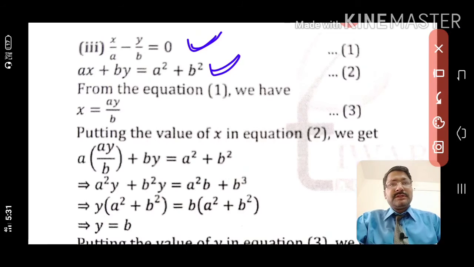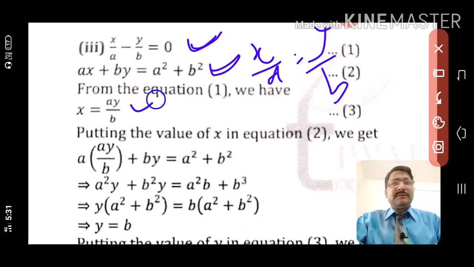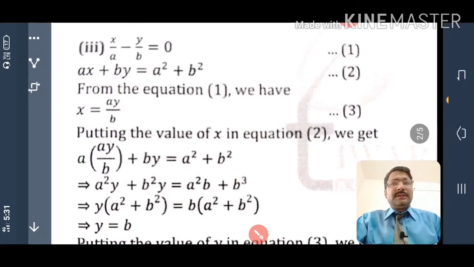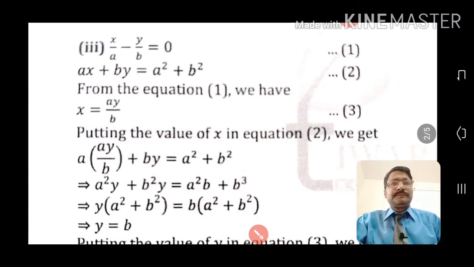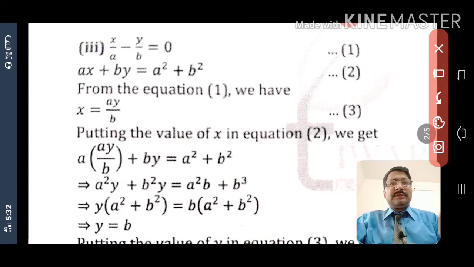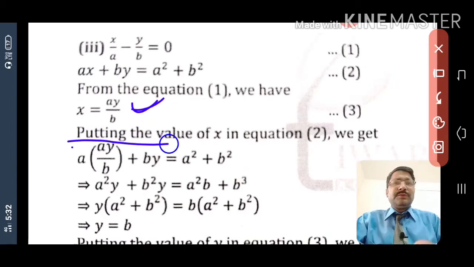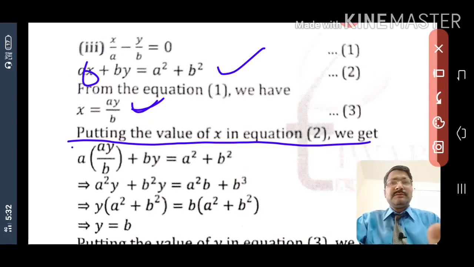And from the first equation, x upon a equals y upon b, and then you transfer this a, so you will get x equal to ay upon b. Now this value you will put in equation 2. In equation 2, in place of x you will put this value. So you get a(ay/b) plus by equal to a square plus b square.